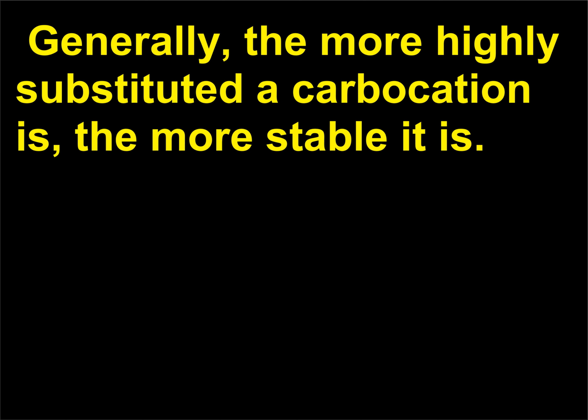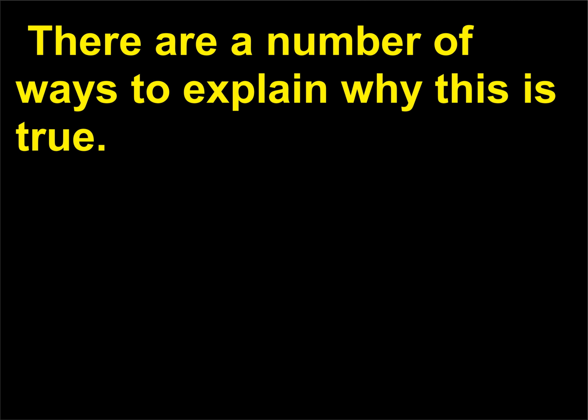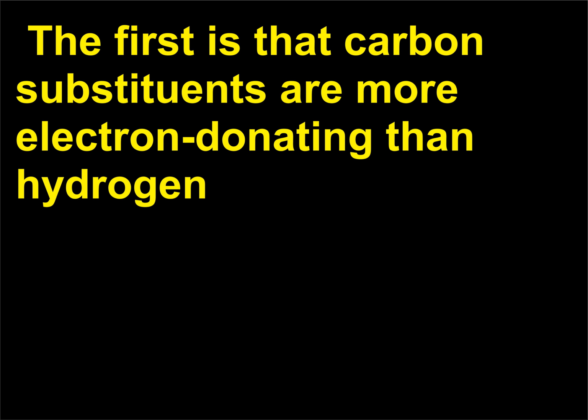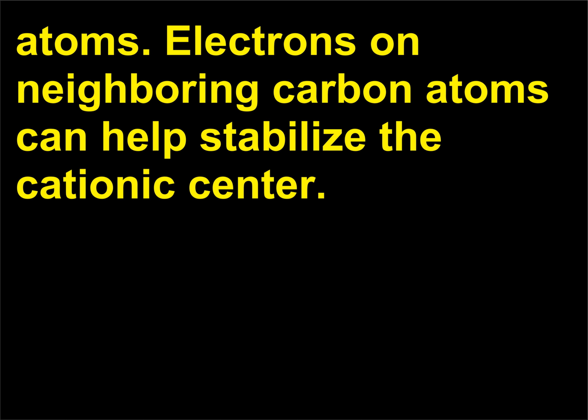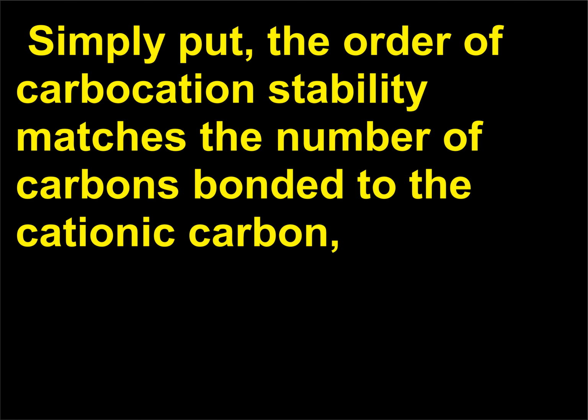Generally, the more highly substituted a carbocation is, the more stable it is. There are a number of ways to explain why this is true. The first is that carbon substituents are more electron donating than hydrogen atoms. Electrons on neighboring carbon atoms can help stabilize the cationic center. Simply put, the order of carbocation stability matches the number of carbons bonded to the cationic carbon, with higher numbers leading to greater stability.